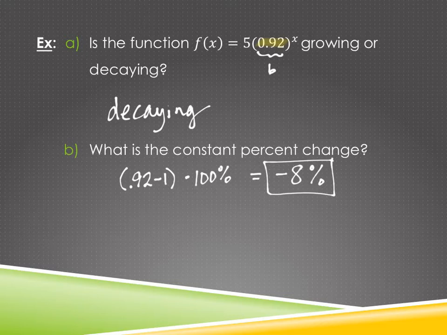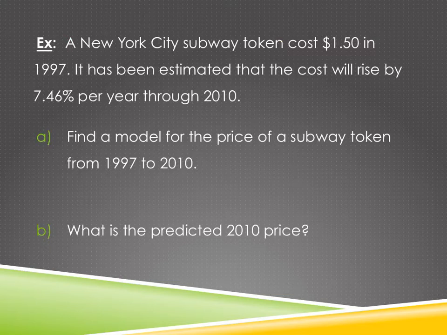Okay, so let's look at an example where we're given a little bit of data, and then we'll look at an example where we're given a table of data. This example talks about a subway token from 1997 to 2010. In New York City, a subway token cost $1.50 in 1997. It has been estimated that the cost will rise by 7.46% per year through 2010. Find a model to predict the price of a subway token from 1997 to 2010.